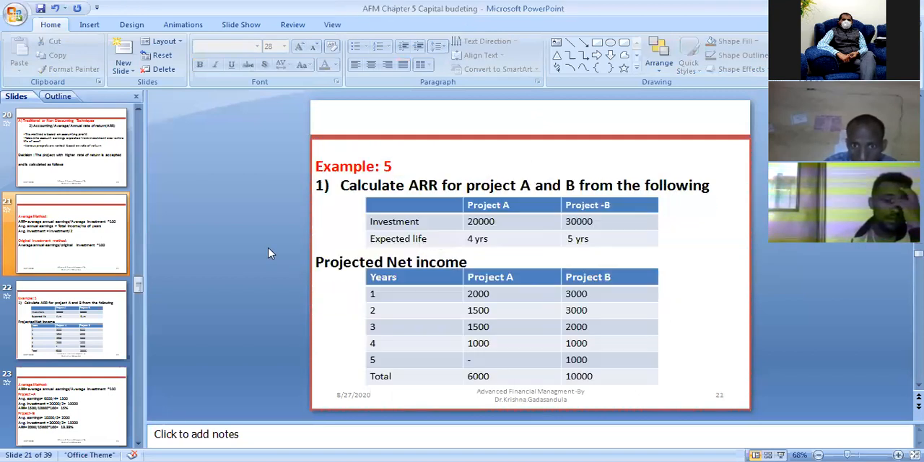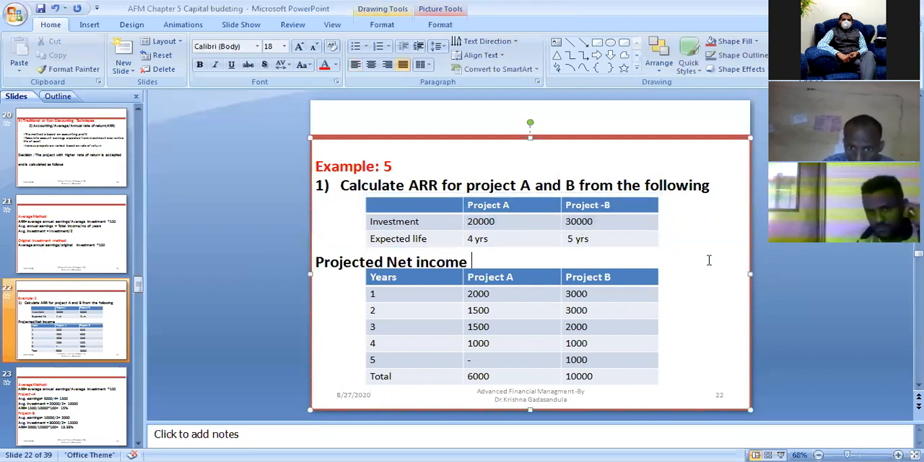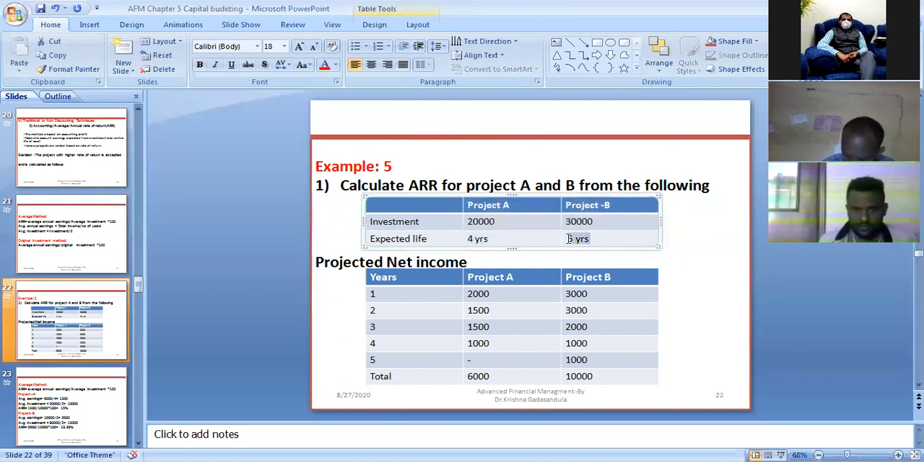Let's see one example. Calculate ARR for projects A and B from the following. Investment: project A is 20,000, project B is 20,000. Expected life of the project: project A 4 years, project B 5 years.